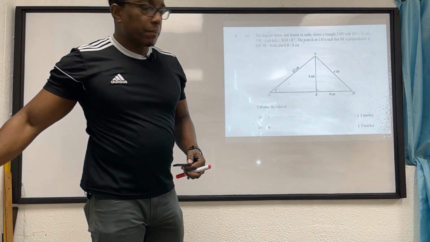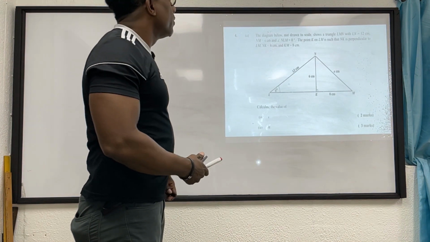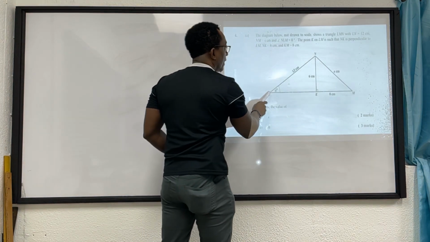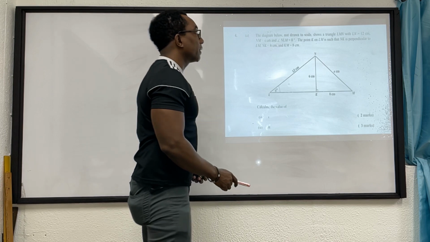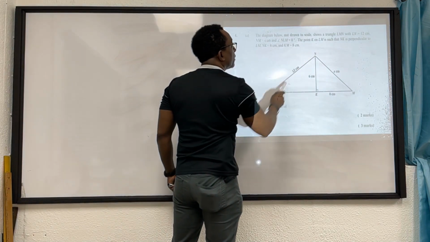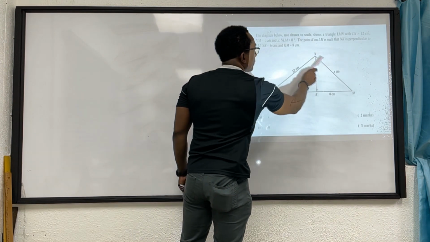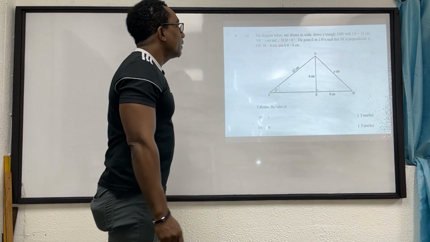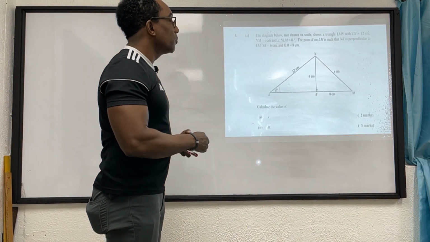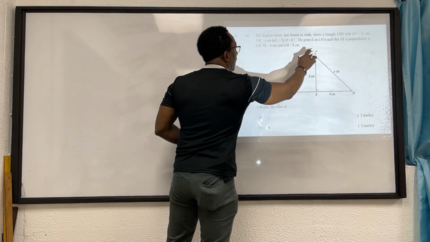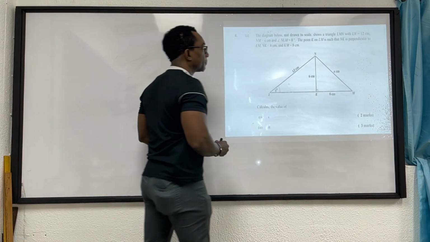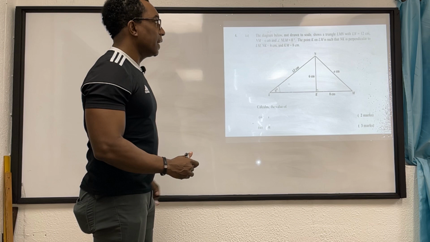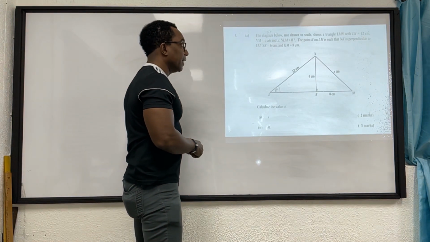So let's look at this question. It says here, the diagram below, not drawn to scale, shows a triangle LMN, that's our triangle, with LN equal to 12 centimeters, NM equal to X centimeters, and angle NLM is equal to theta degrees. So this is our angle NLM, theta degrees.